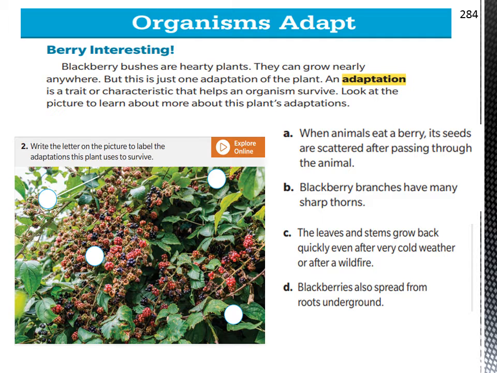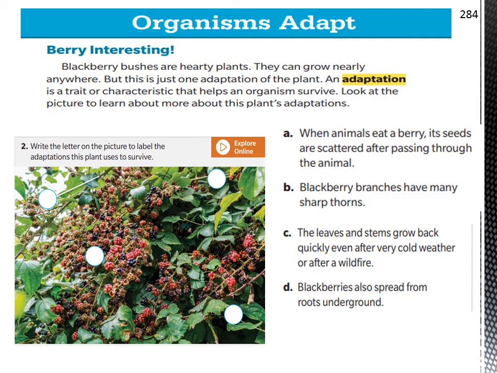A. When animals eat a berry, its seeds are scattered after passing through the animal. B. Blackberry branches have many sharp thorns. C. The leaves and stems grow back quickly, even after very cold weather or after a wildfire. D. Blackberries also spread from roots underground.